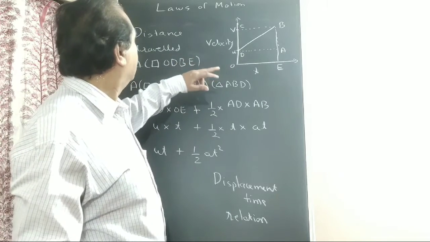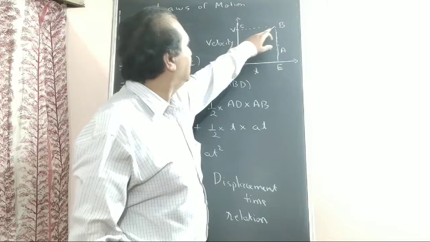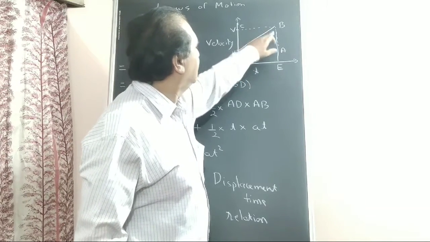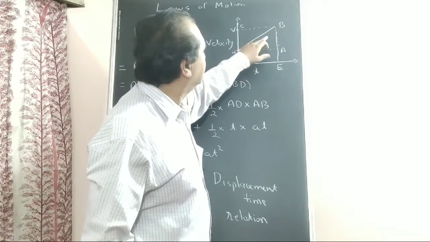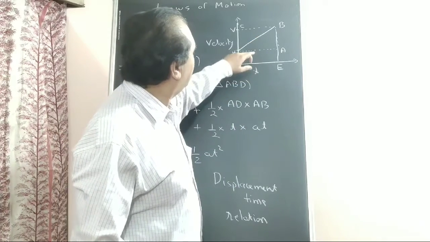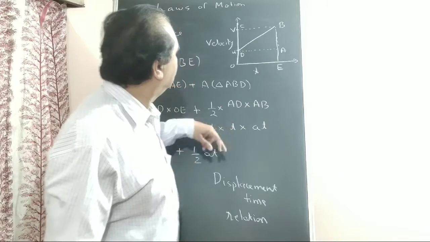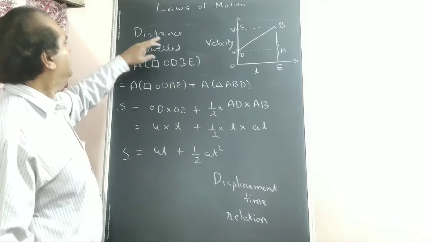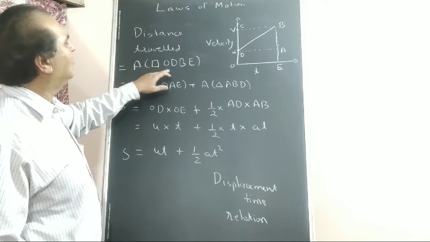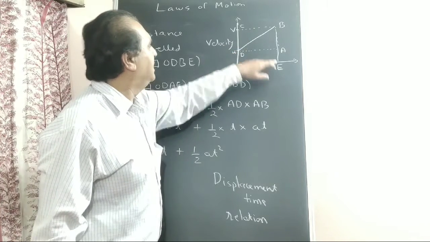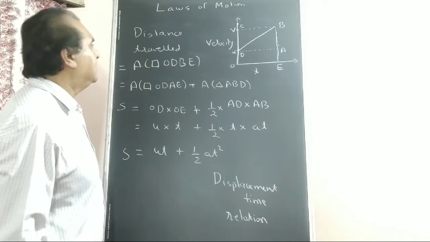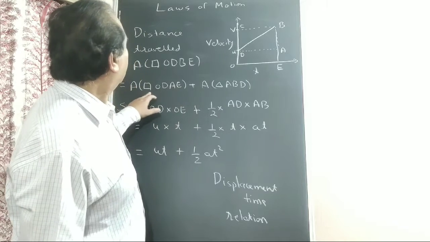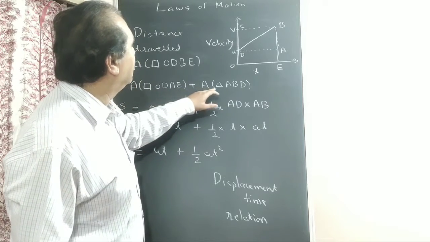Okay, the same figure. Now distance traveled, you know, is the area under the graph, this line. It is made up of one triangle and one rectangle. It is actually a trapezium, but we will go step by step. So distance traveled is the area of quadrilateral ODBE. We will divide it into two regions, rectangle ODAE plus triangle ABD.